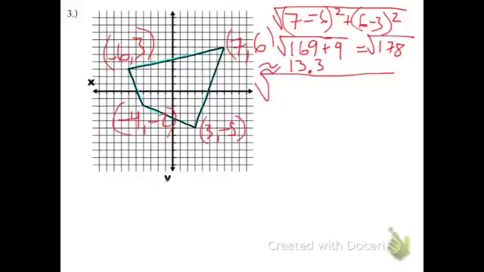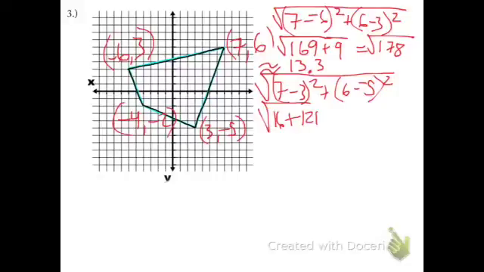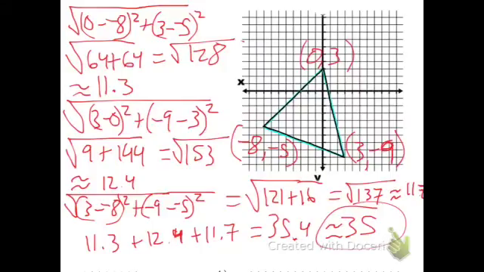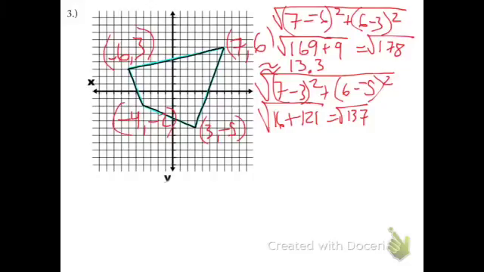Next one, I'm going to be getting this length here. 7, 6 is still the rightmost point, so I need to do 7 minus 3 squared plus 6 minus negative 5 squared. And we get that 7 minus 3 is 4 squared, which is 16. Add on 6 minus negative 5, which is 11. Square that, you get 121. Looks like we need to get the square root of 137, which we actually did over here. It's about 11.7.